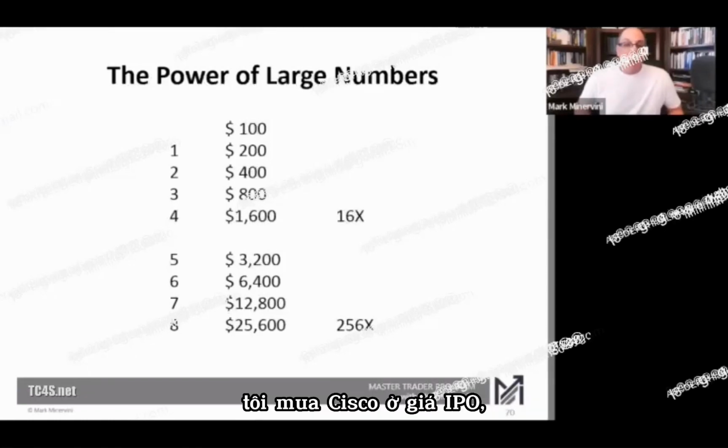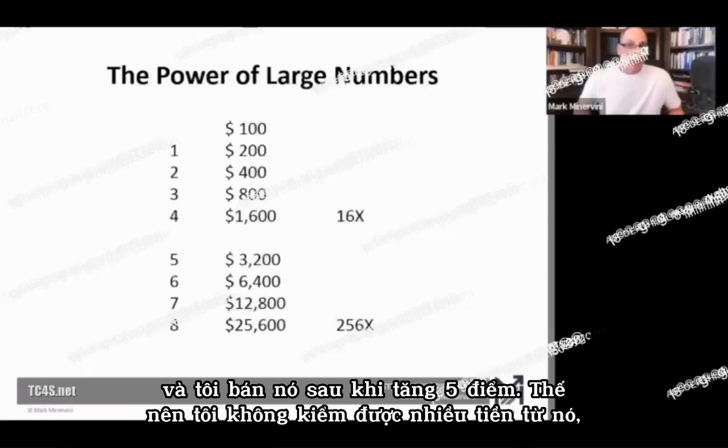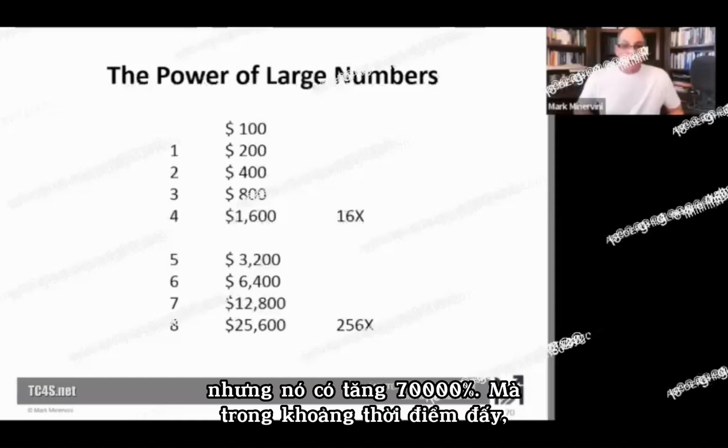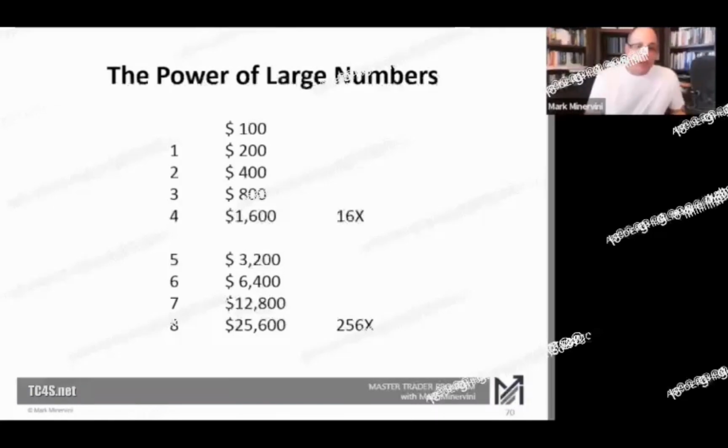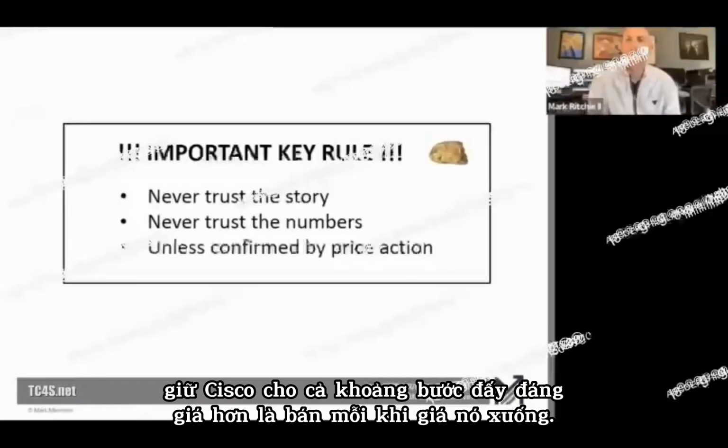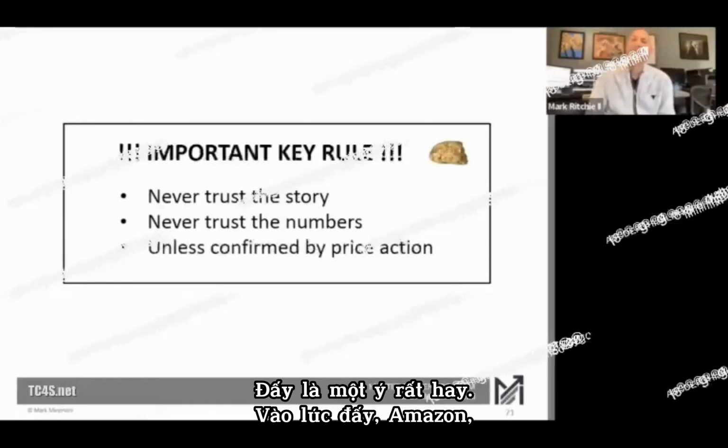Going back and looking, I bought Cisco Systems right off the IPO base, and I sold it for a 5-point move. So I didn't make much money on Cisco. It went up 70,000%, but during that same period, I made over 35,000%, which wasn't too bad. So trading. And I'll just add, your drawdowns were far less than holding for that entire move in Cisco Systems. So that's a very good point.